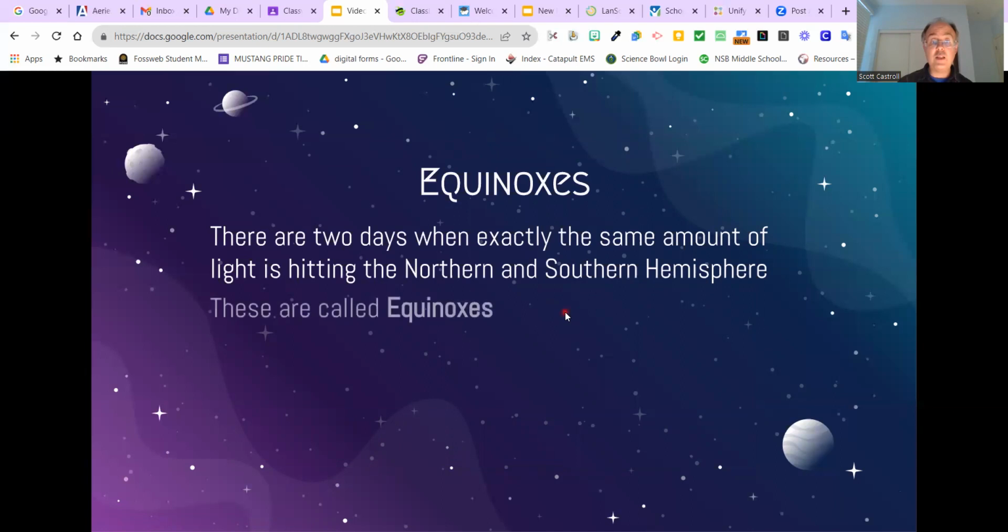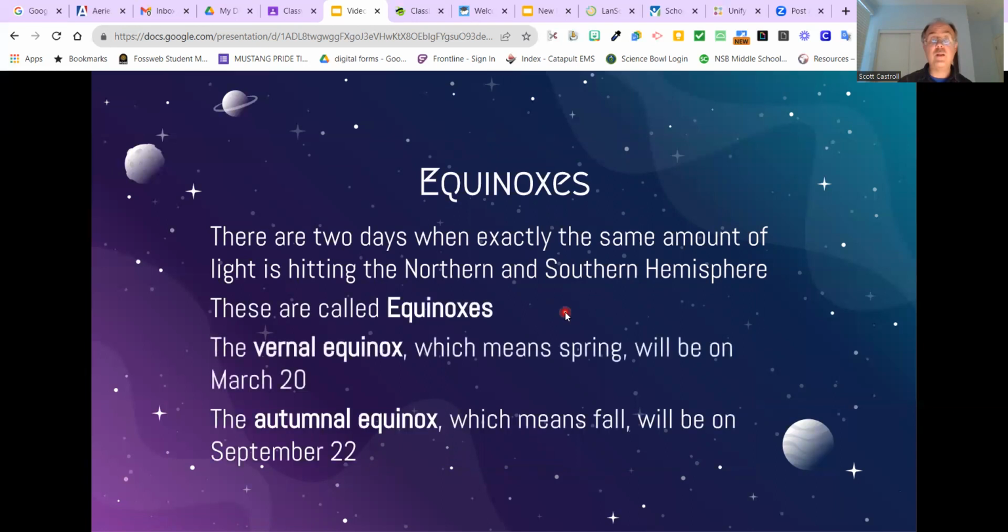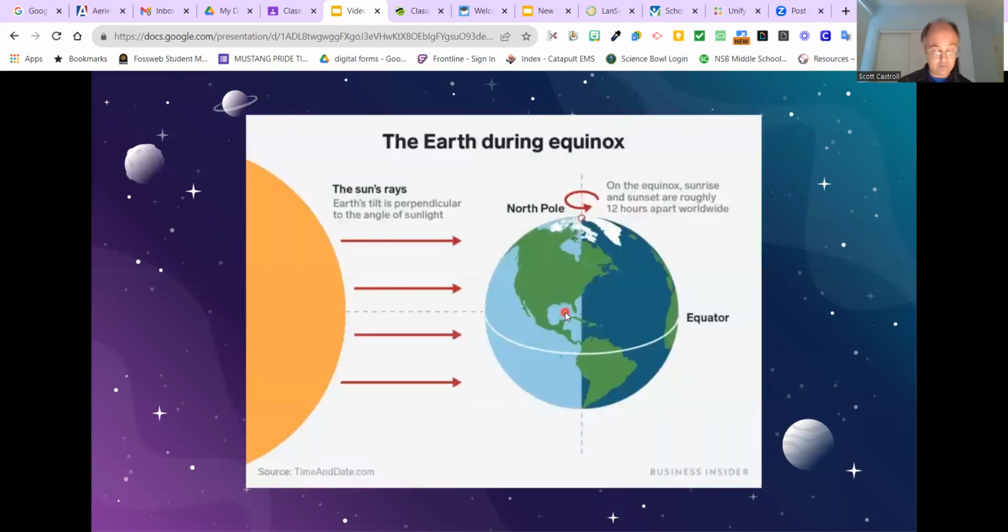So you can see, in this case, the line of the light, what we call the terminator line, falls exactly on the axis. So exactly as much of the northern hemisphere is lit up as the southern hemisphere.